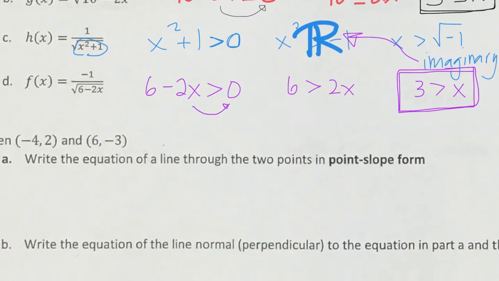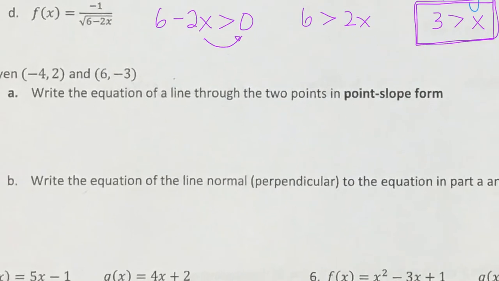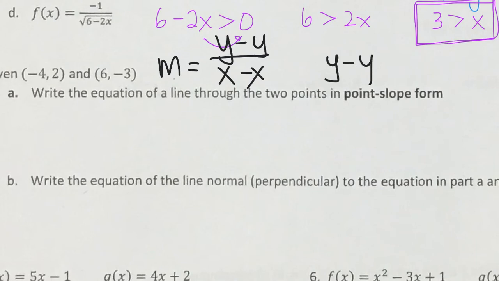Okay, we spent a day or so talking about linear equations. Okay, point slope form. Remember some things. Here, let me remind you of some things. The slope of a line is found by y minus y over x minus x. And then point slope form is y minus y1 equals m times x minus x1.